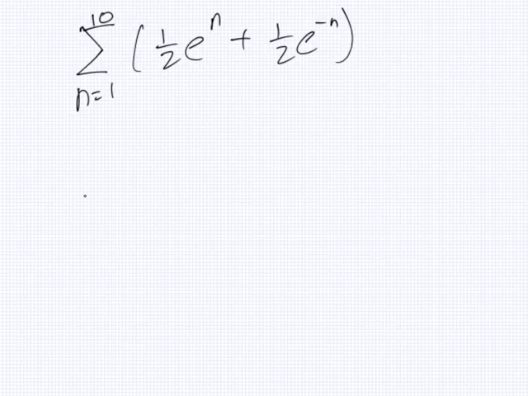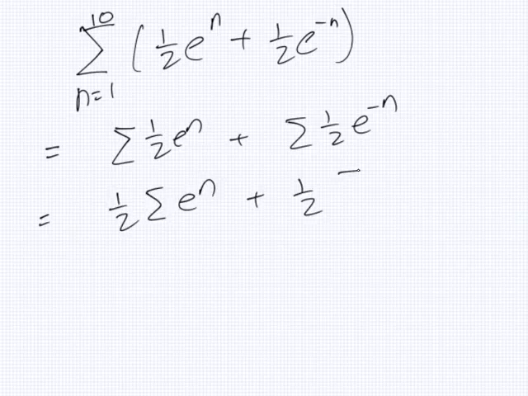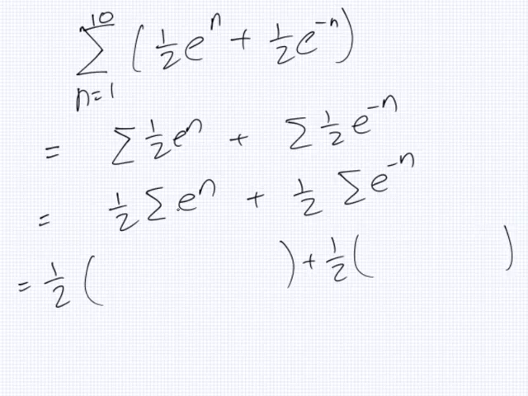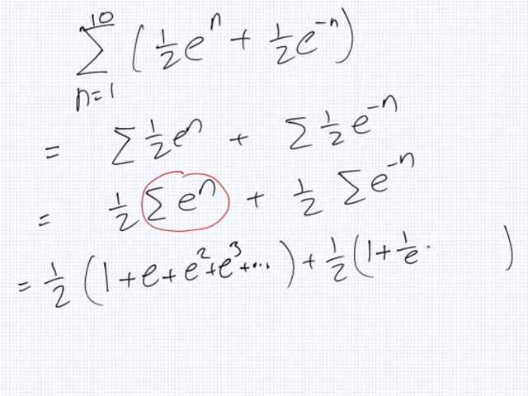Okay. So, firstly, I'll change this into the sum of a half e^n plus the sum of a half e^(-n). And you can take the halves out. So, a half sum e^n plus a half sum e^(-n). Now, we start at 0, right? So what would the first term here be? E power 0? 1 over 1. 1. Next? E. Next? E cubed. Etc. Now, this one here would be what? 1 plus 1 over E, plus 1 over E squared. And so on.